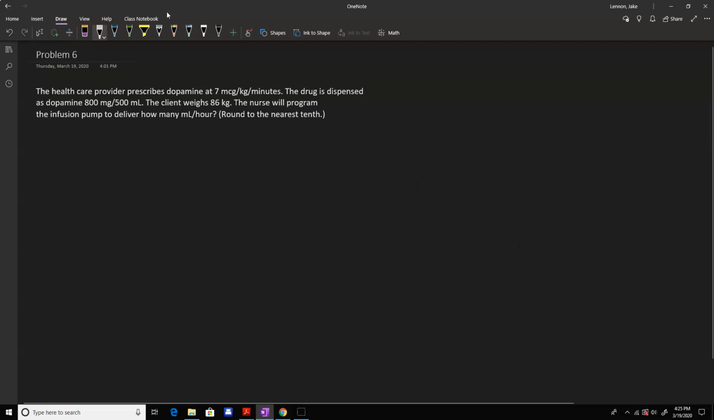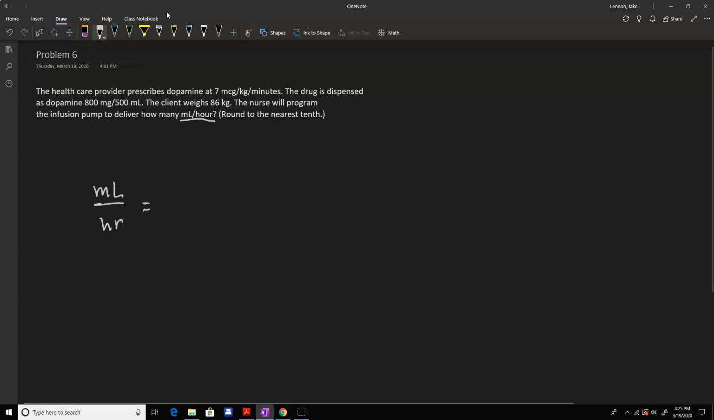So number 6, we're finally looking at a ratio of units. So we have milliliters per hour. This is known as a flow rate. It determines the volume of the IV that's being given each hour. So that's what we want to finish with here, milliliters per hour.